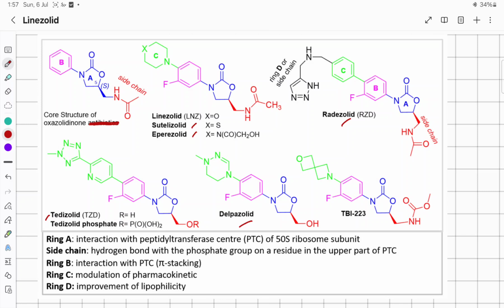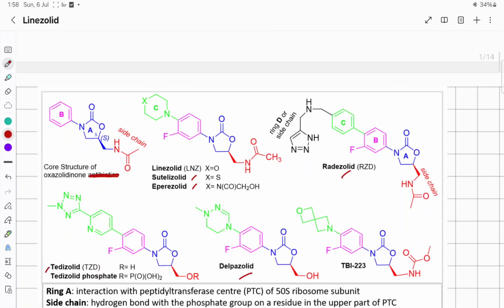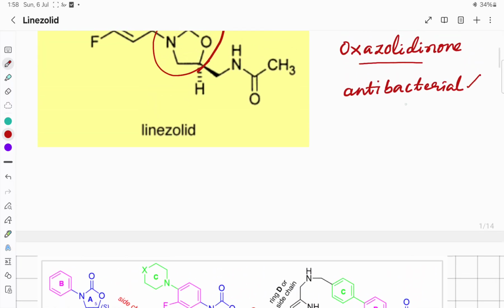Some say it as antibiotic, but as per definition they cannot be said as antibiotics, because antibiotics are the substances which are the metabolic products of microorganisms used to kill or inhibit the growth of other microorganisms. But these oxazolidinone compounds are synthetic compounds. They do not have any microbial source. So we simply say this as the antibacterial substances.